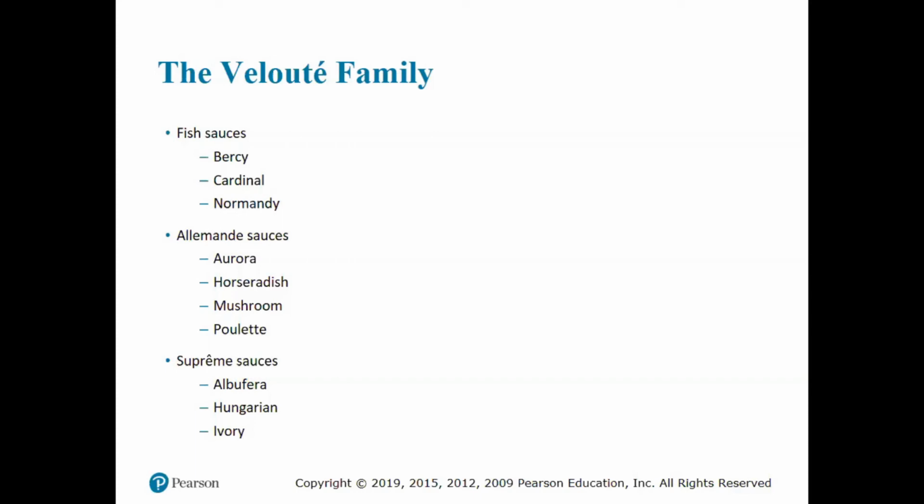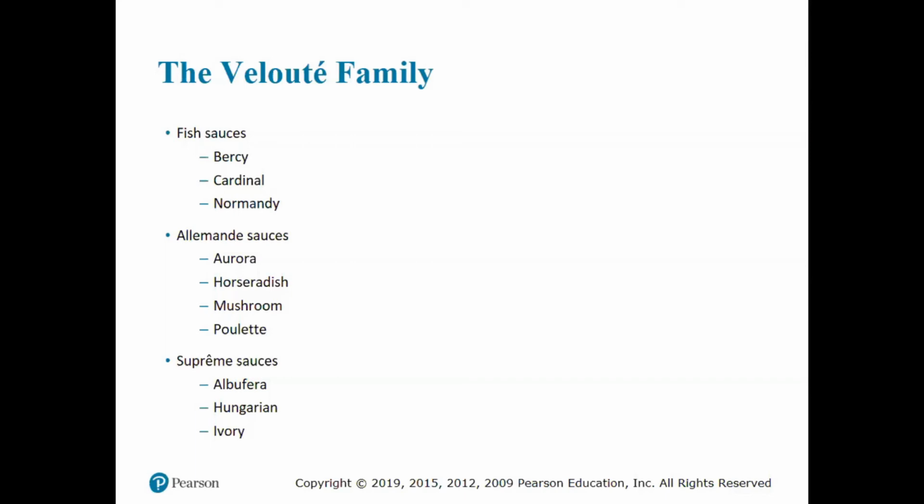Now, typically you don't just use an Allemande. You then go into a smaller sauce. You make the Allemande, and then you make, again, classic ones: the Aurora, the horseradish, mushroom, or poulette. We're going to make mushroom sauce. So we're going to add in some sliced mushrooms that we sauteed, a little bit of lemon juice, and then we add that to the Allemande and leave it unstrained. So we have those mushrooms in that veloute sauce.